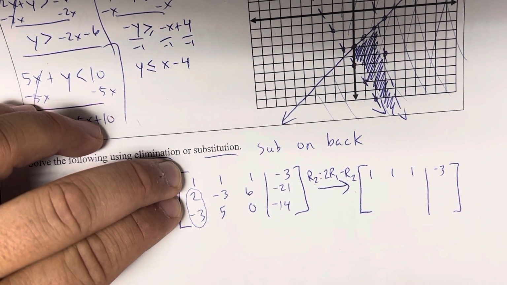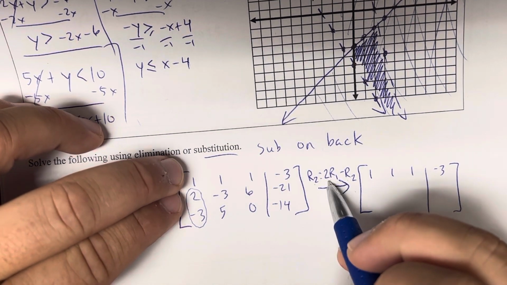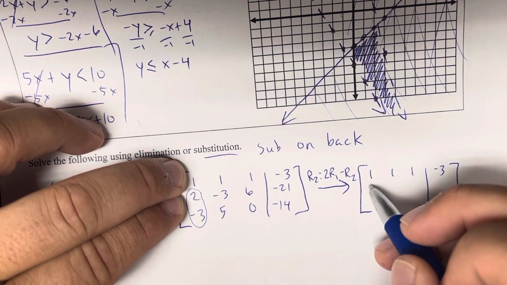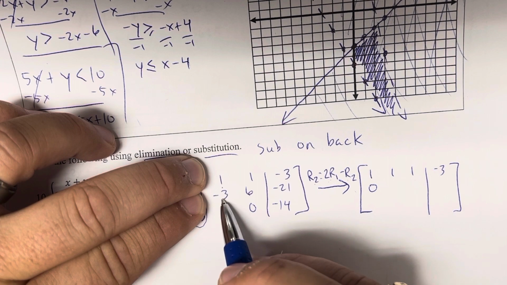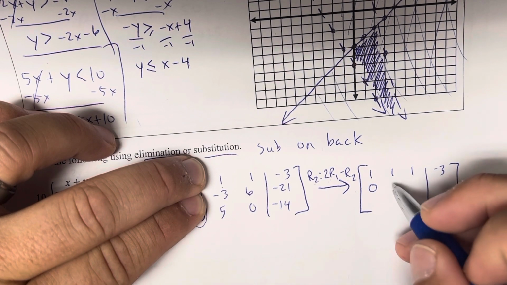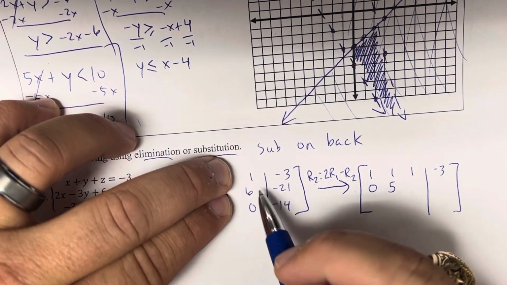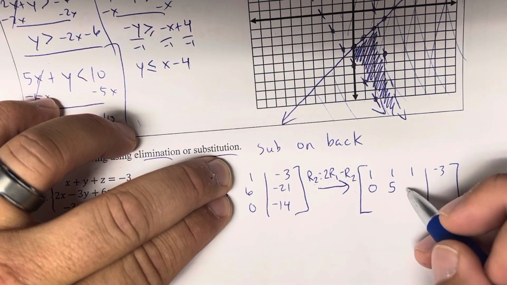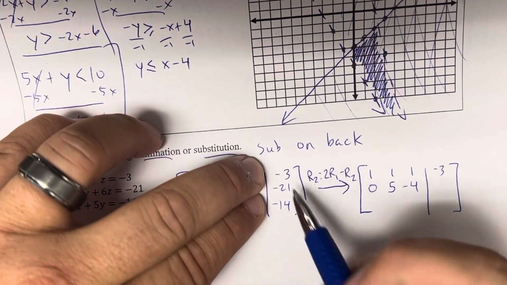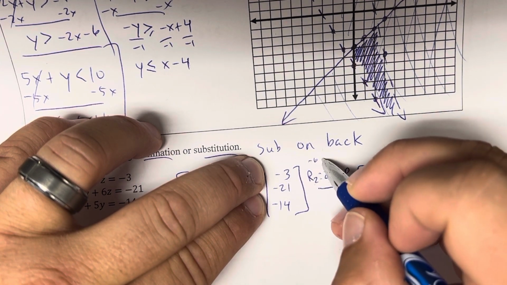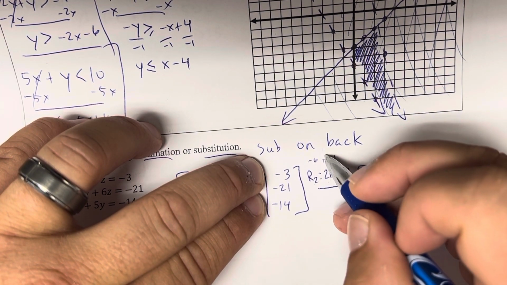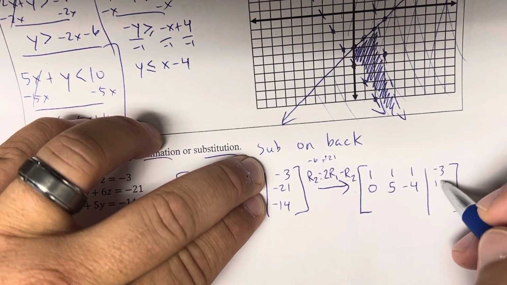If you need a calculator, you can put it in the calculator, but we're gonna do 2 times 1, which is 2, minus 2, which is 0. 2 times 1, which is 2, minus -3, which becomes plus. 2 plus 3 is 5. And then 2 times 1 is 2, minus 6 is -4. 2 times -3 is -6. And then minus -21, which becomes plus 21, that becomes 15.